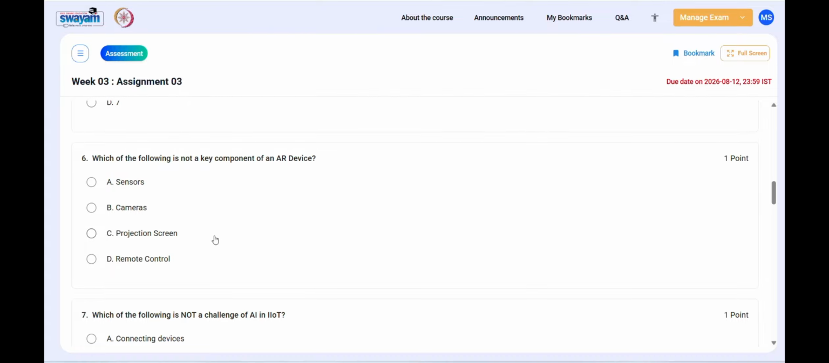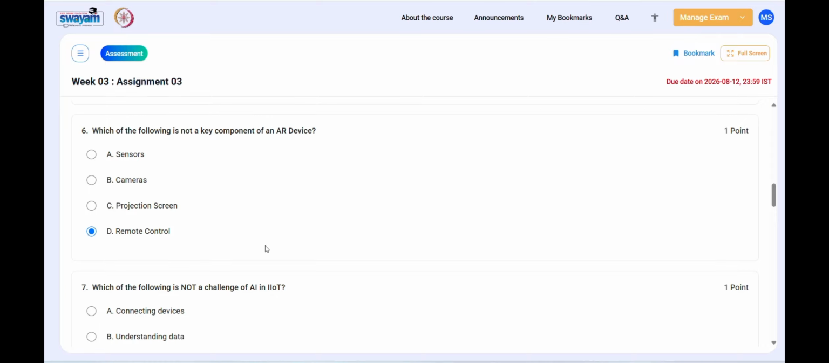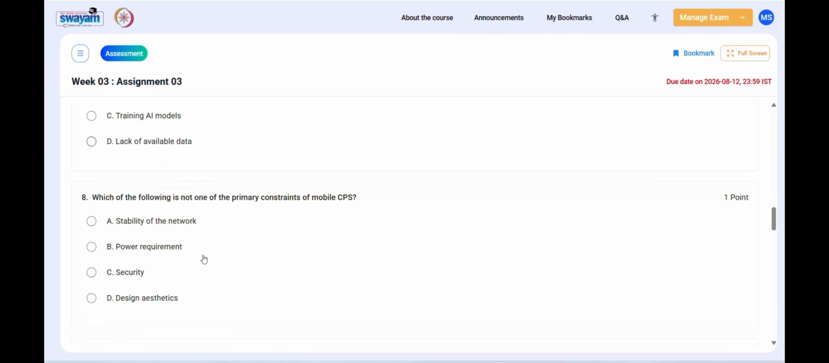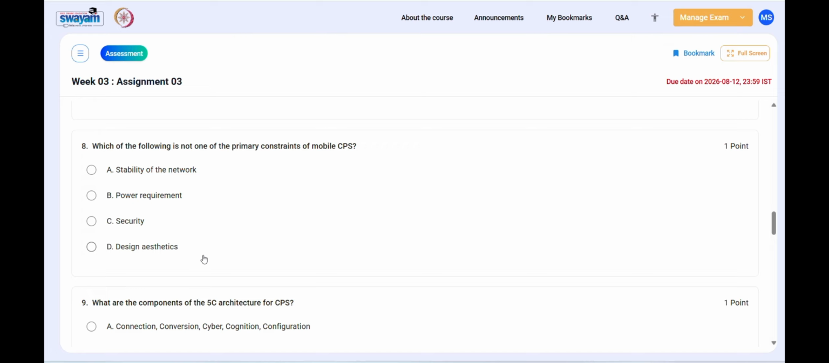Then the sixth question: which of the following is not a key component of an AR device? So remote control, option D. Seventh question: which of the following is not a challenge of AI in IoT? So the solution is connecting device, option A. Then question 8: which of the following is not one of the primary constraints of mobile CPS? So option D is correct, design aesthetics.